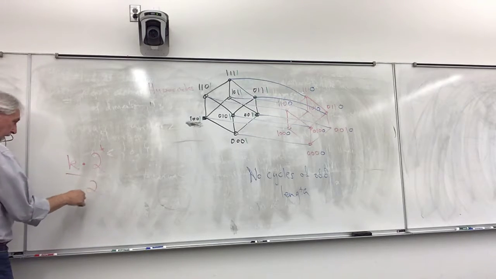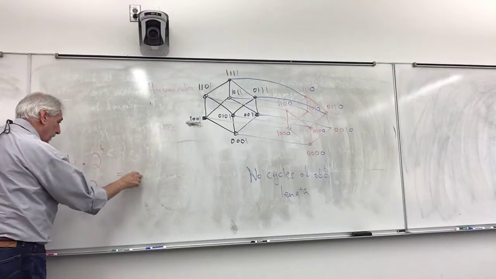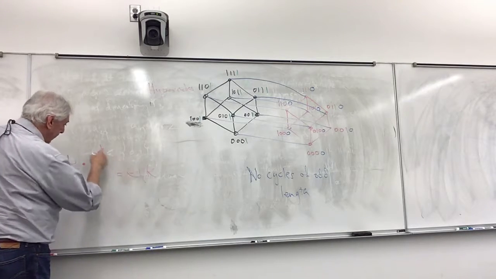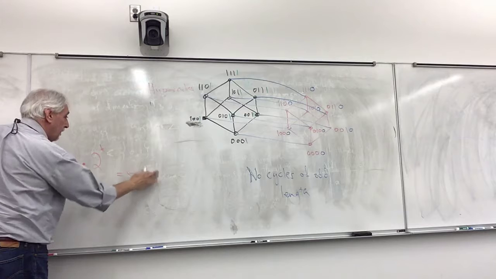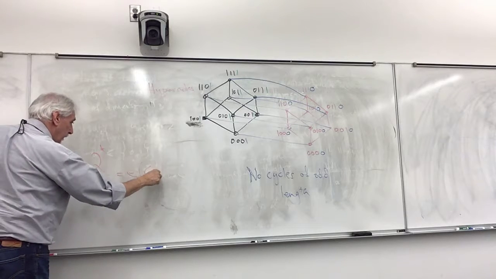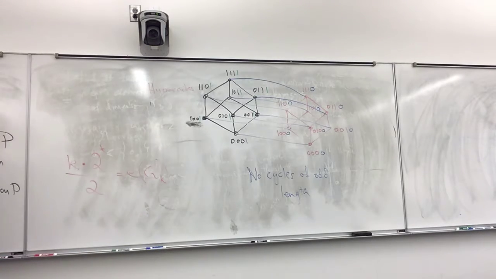Sorry, I'm running out of ink. So this is the number of edges in Q sub k. Okay. Is that clear? It's regular of degree k.